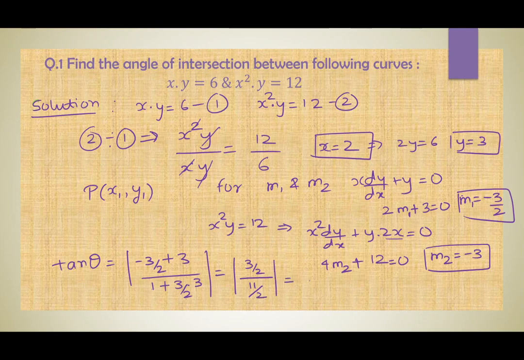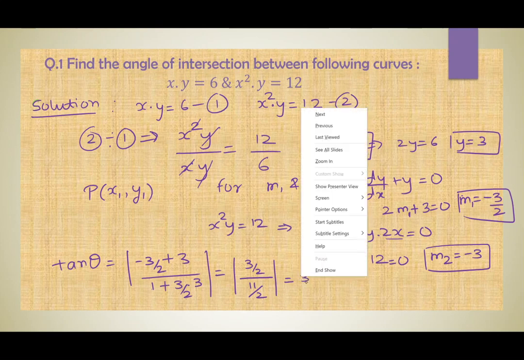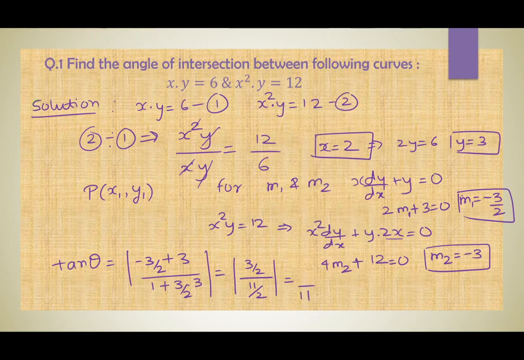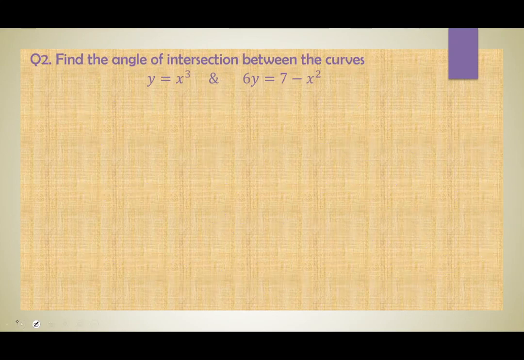So that is coming out to be how much? That is coming out to be 3 by 11. So what is theta then? Theta is going to be tan inverse of 3 by 11. Okay, this is the correct answer. Now let's proceed to question number 2.